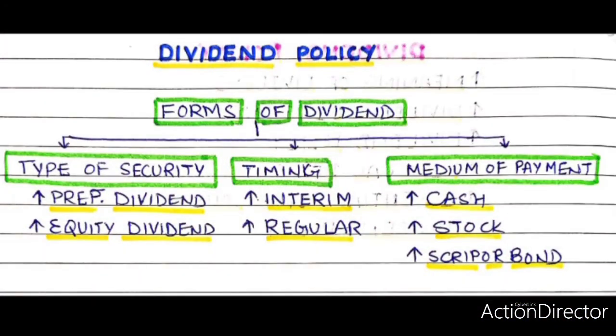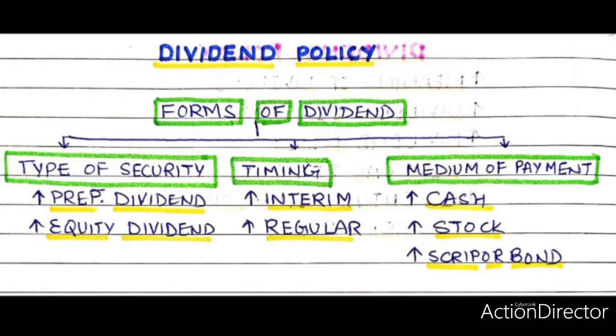This is Dr. Chetna Kumawat and today we will discuss forms or kinds of dividend. Dividend may be paid in different forms. When we talk about types of security, then we have two categories. One is preference dividend and second one is equity dividend.